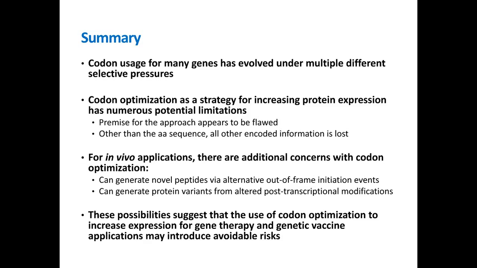And for in vivo applications, for applications where constructs are going into people and the proteins are being expressed in the patient, then there are other real concerns, I think. So all of the concerns of altered protein conformation still apply, but in addition, you're making novel peptides that, throwing the dice, you just don't know. And the same with the post-transcriptional modifications. And so at this point, I think the use of codon optimization to increase expression for these in vivo applications may be pretty dangerous and should be thought about very, very carefully.